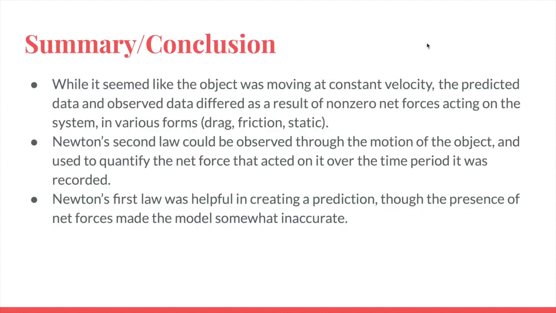In conclusion, while it seemed like the object was moving at a constant velocity, the predicted data and observed data differ from the result of non-zero forces acting on the system. Newton's second law could be observed through the motion of the object and was used to quantify the net force that acted on it over the time period. Newton's first law was helpful in creating a prediction, though the prediction was a bit inaccurate because net forces were present in the system.